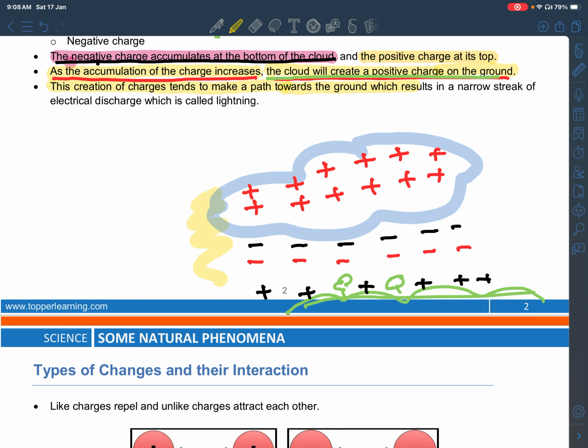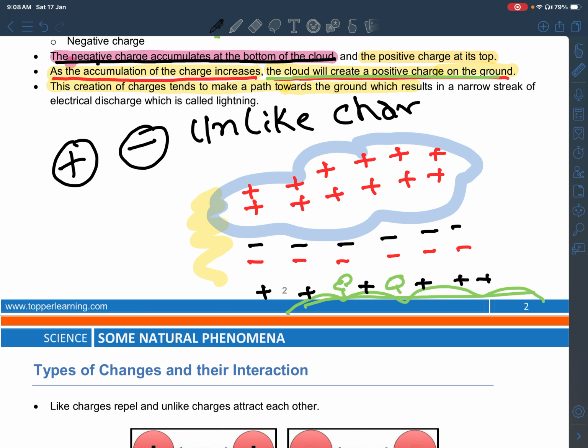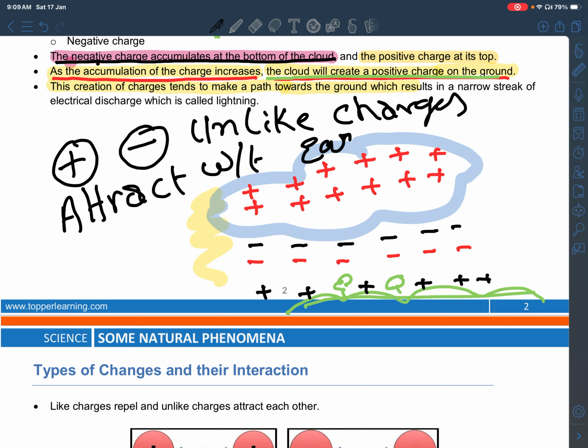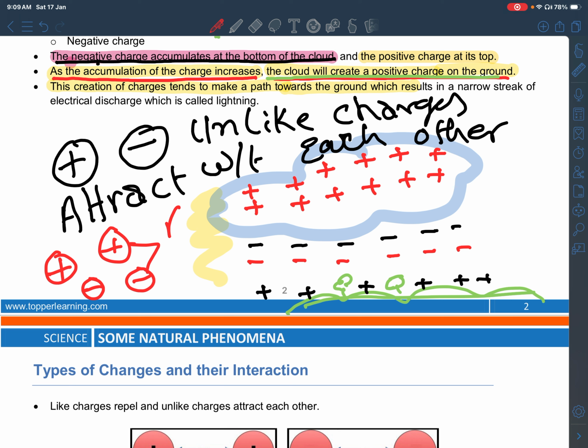We know that the positive and negative charges, it means unlike charges, attract each other, whereas like charges, positive and positive or negative and negative, always repel each other. They are like charges.